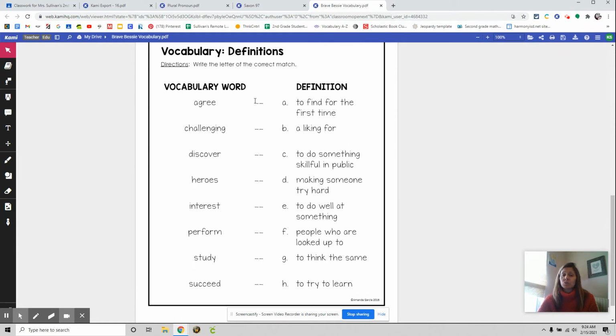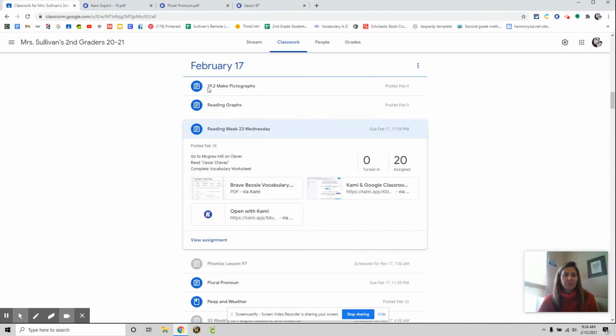You are welcome to draw the letter on each line, or you can draw lines to the definition. Okay, the first one says, to find for the first time. What would that word be? If you said discover, you're right. All right, that is our vocabulary word.